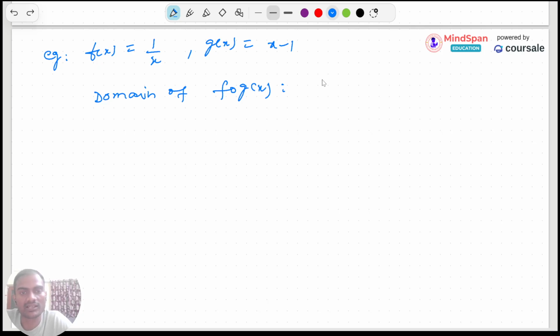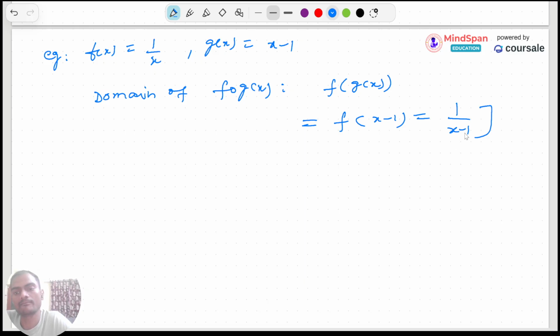Now if we calculate f of g, f of g(x) is x minus 1 put into f, which will become 1 over x minus 1. So see, it does not accept x equal to 1 at all. x equal to 1 will break this function. So we can say that x cannot be equal to 1.